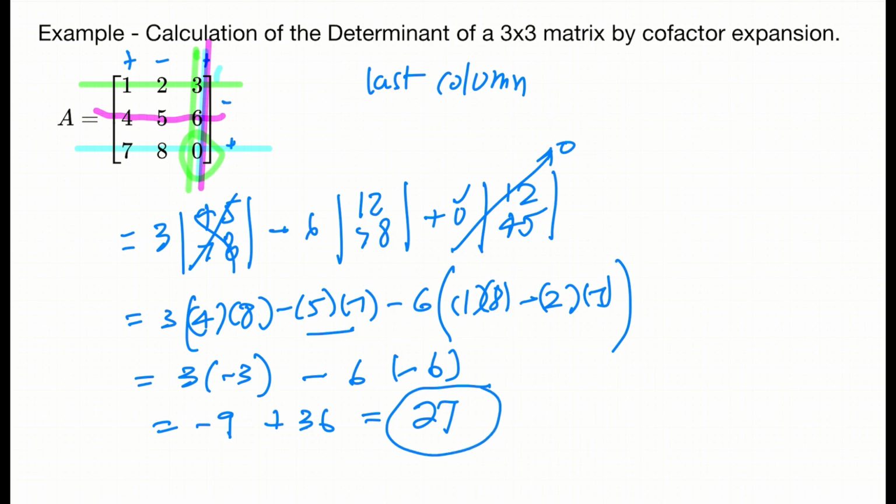This time, the first example, we did it about the first row. This time we did it about the third column because we had the 0. We took advantage of that.